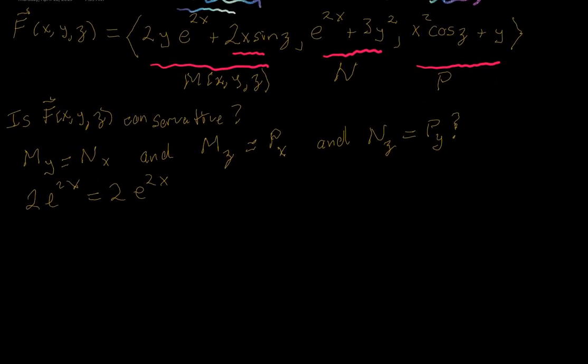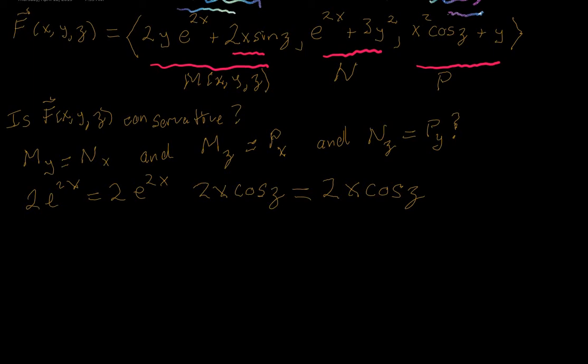Now let's do the z derivative of the first component. There's no 2y e to the 2x. Its derivative is 0. But then the derivative of sine of z is cosine of z. So we're going to get here 2x cosine of z. And then we'll jump to the last component we see over here. And its x derivative is also 2x cosine of z.